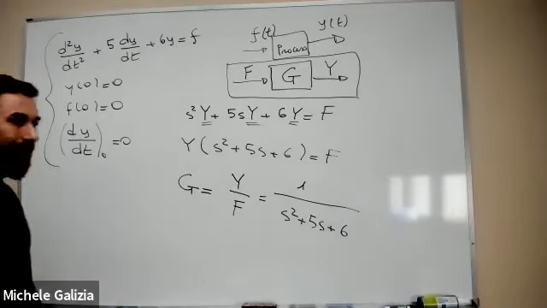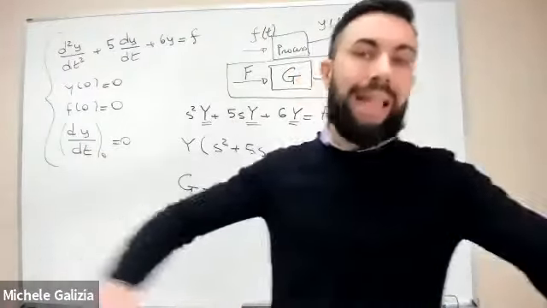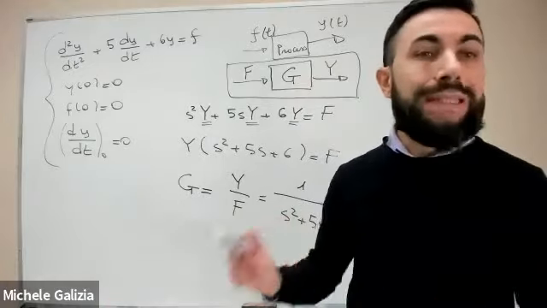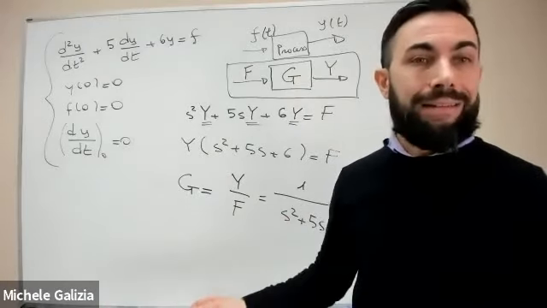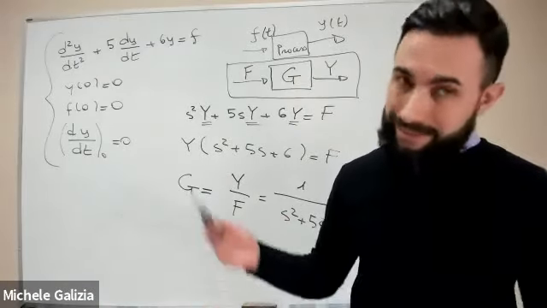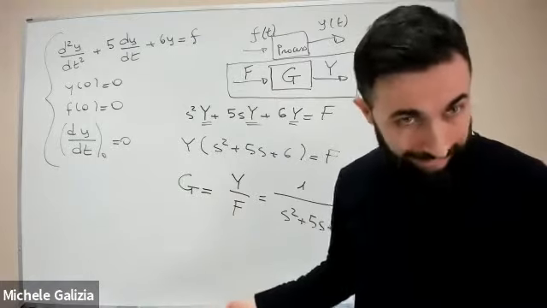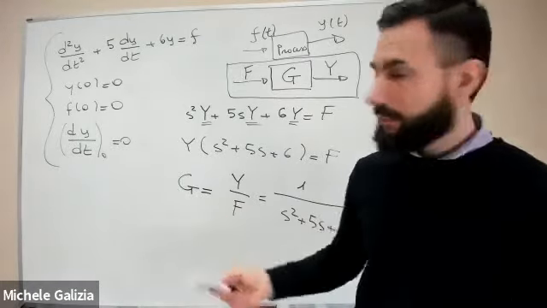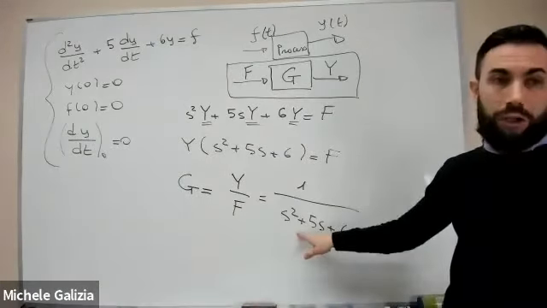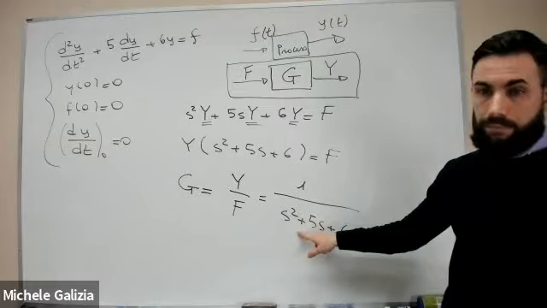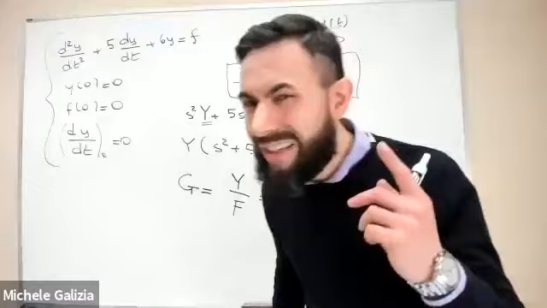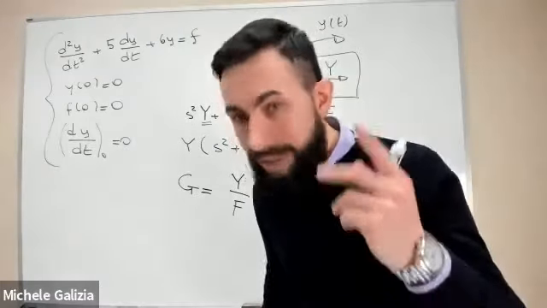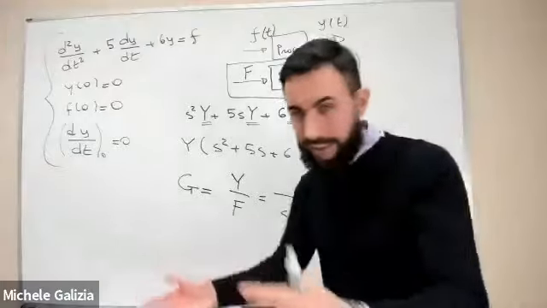Make sense for everyone? Yes. Now, critical analysis as usual. As usual, we should never, ever accept numbers as they are. We are smart and we have to criticize. Which is the order of this transfer function? Second order.